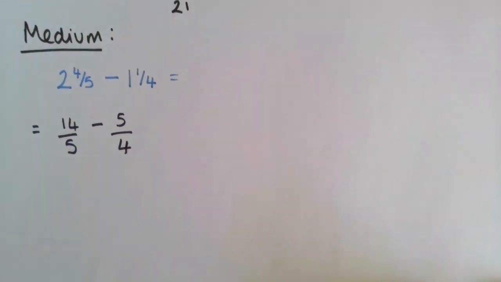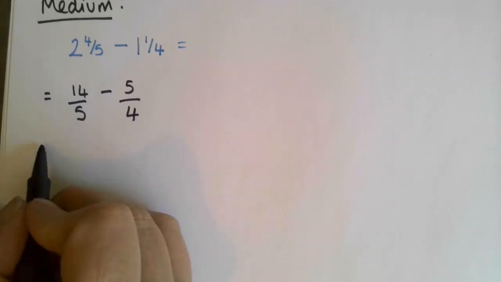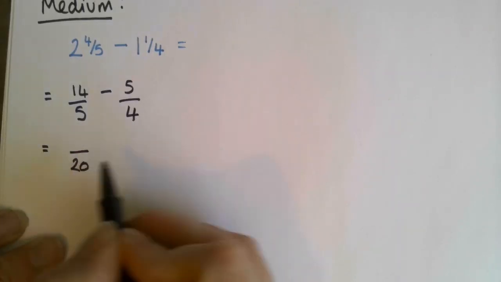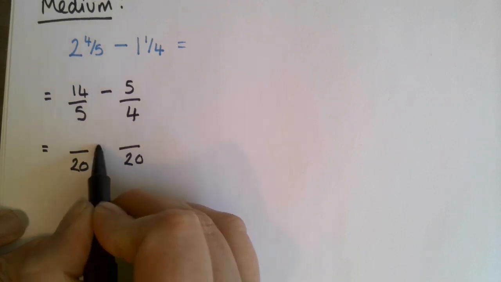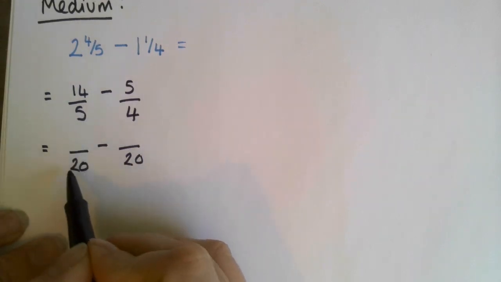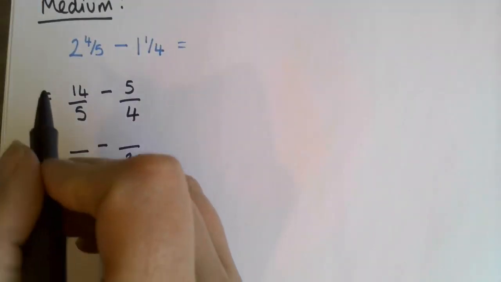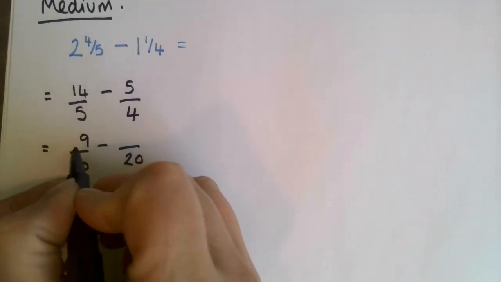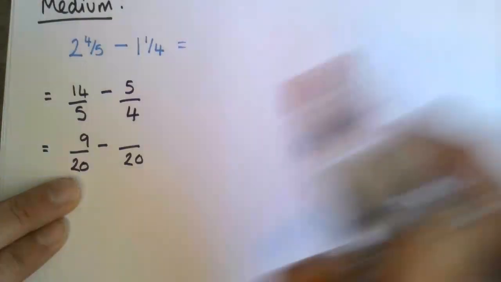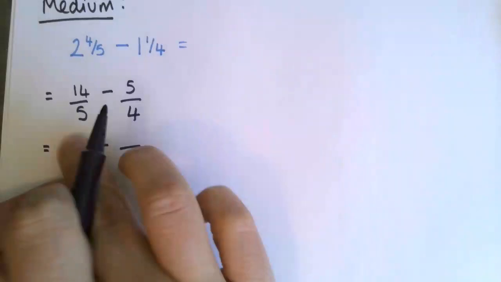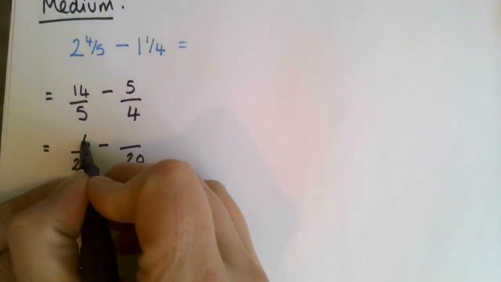Then we need to get our common denominator. So we need to think, right, what's the number that both 5 and 4 will go into? And that is 20. So 5 has been multiplied by 4 to give us 20. So we need to do the same to the 14. So that is going to give me, that was supposed to be a 6 I wrote there, 56.